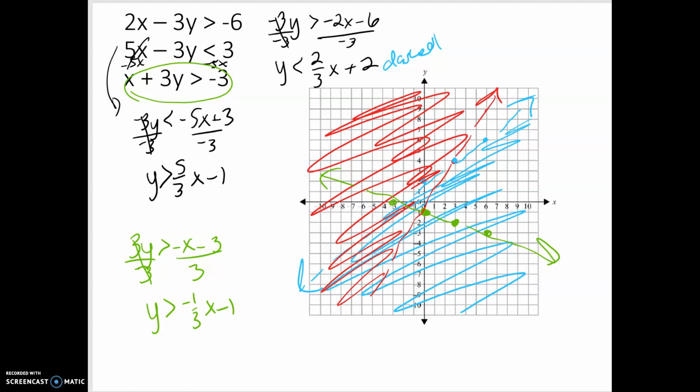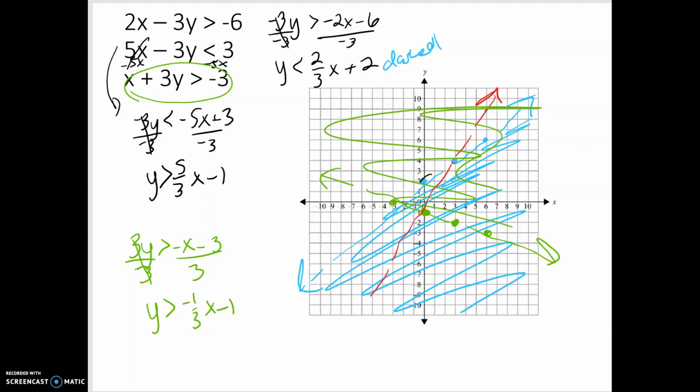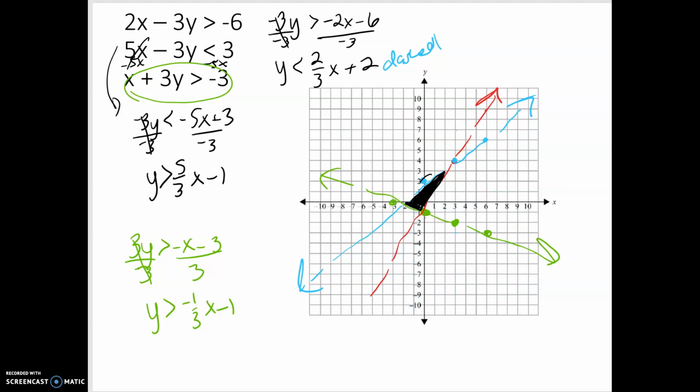Okay, and this one I'm shading above my line. So hopefully you guys can see where they overlap. It is right here. A little tiny triangle in the middle. Okay, so again, if you want to erase all of the other ones, that's fine. If not, leave them on there just to make sure it is nice and dark.